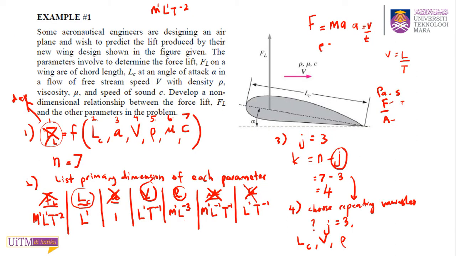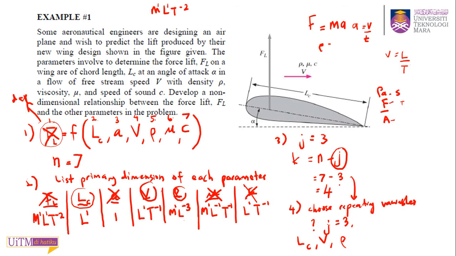Okay, now it's left to you only LC, the length, the velocity, and also the rho. That is step 4. Okay, step 5. Step 5 is that you need to generate your pi. Generate your pi. Okay, so you have 4 pi: pi 1, pi 2, pi 3, pi 4. How to generate this pi is very easy.